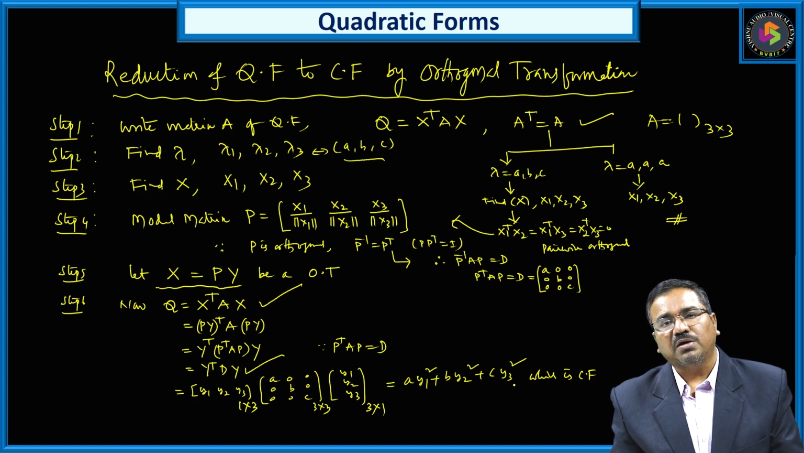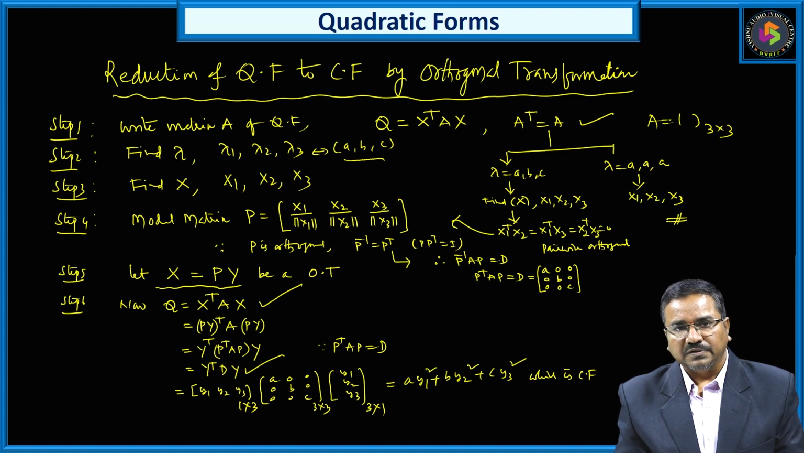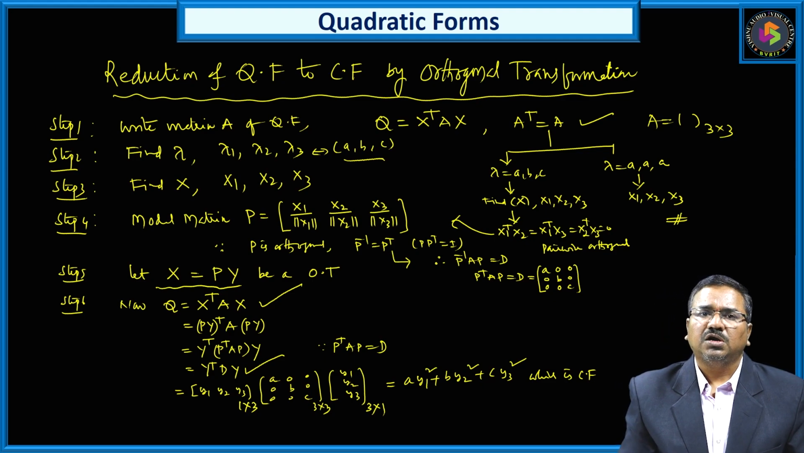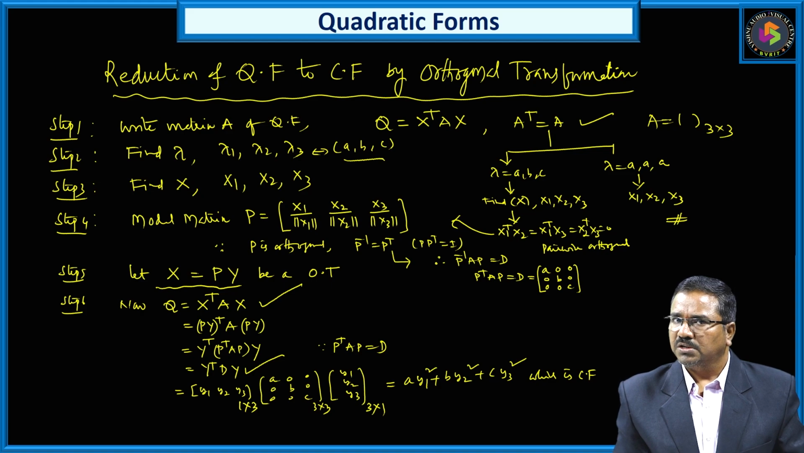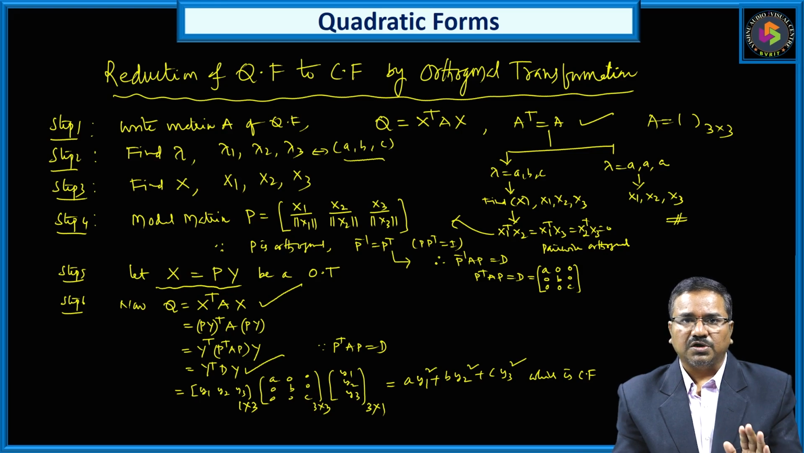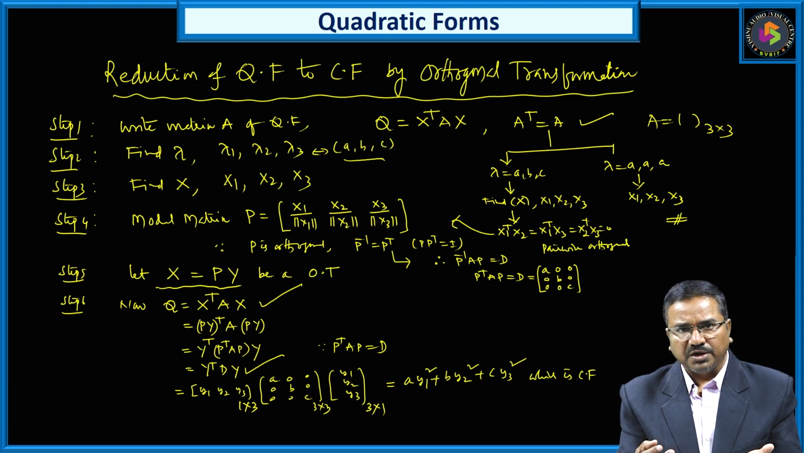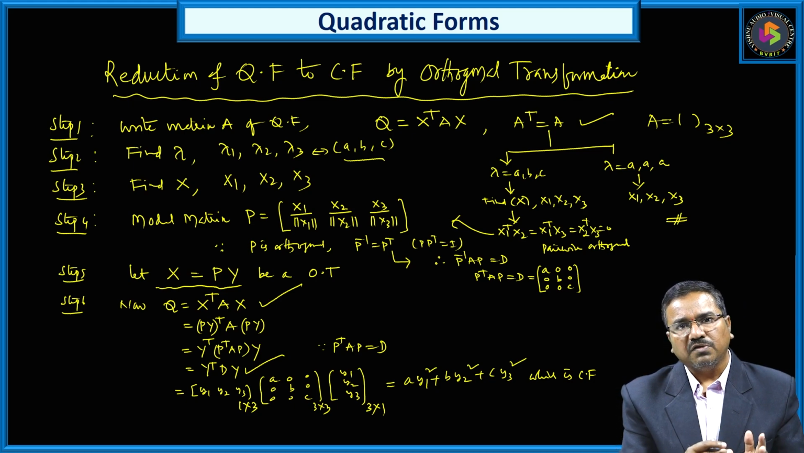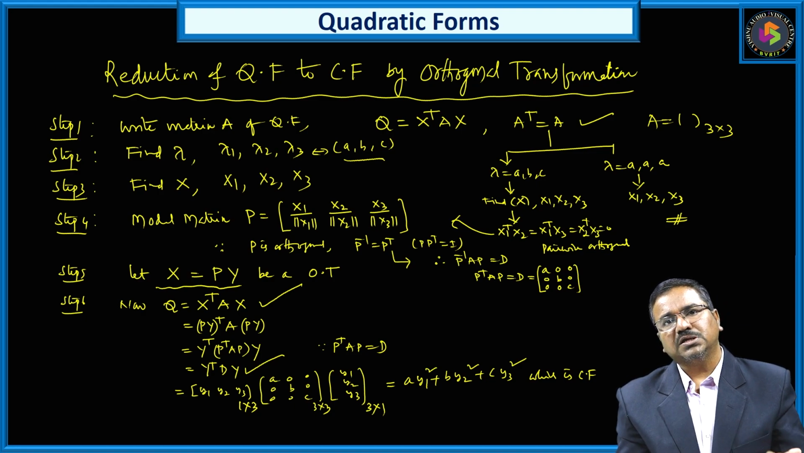After this canonical form, you can find the rank, index, signature and nature, based on the coefficients, which are nothing but the eigenvalues. The number of terms in the canonical form is called the rank, the number of positive terms is called the index, and positive terms minus negative terms is called the signature. If all eigenvalues are positive, we say positive definite. If all eigenvalues are negative, negative definite. If at least one is zero and the remaining are positive, positive semi-definite. If at least one is zero and the remaining are all negative, negative semi-definite. If some eigenvalues are positive and some are negative, indefinite.